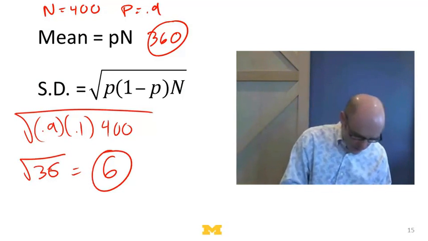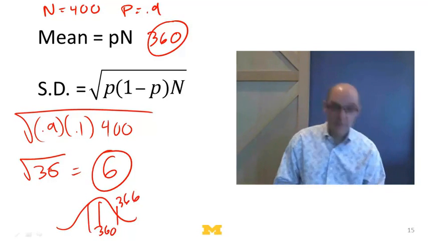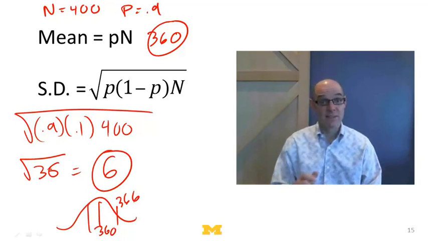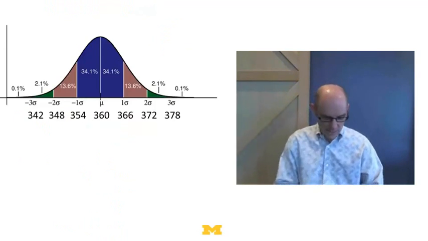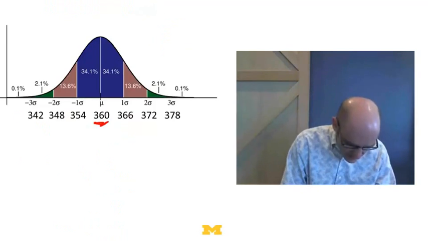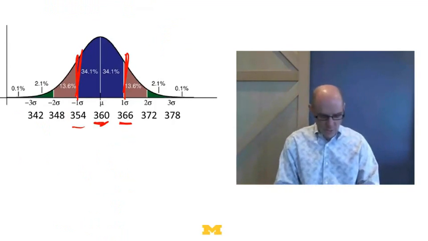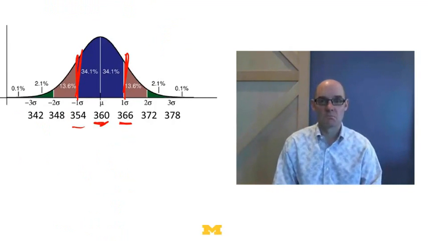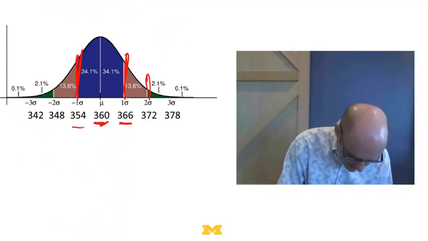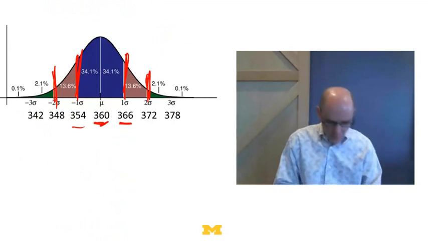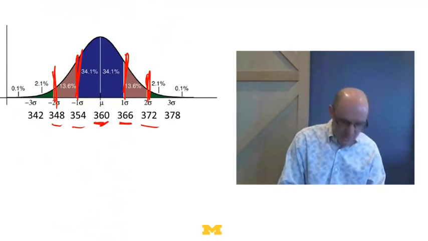So now I know I've got a bell curve with a mean of 360 and a standard deviation of 6. Okay? Well, that's useful. That can help us, because let's go back and let's look. That means our mean's 360. Our standard deviation is 6, so that means 68% of the time we're going to be between 354 and 366. That's great. It means that 95% of the time we'll be between 348 and 372.